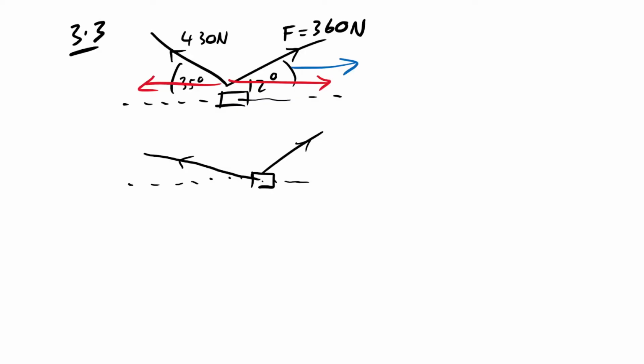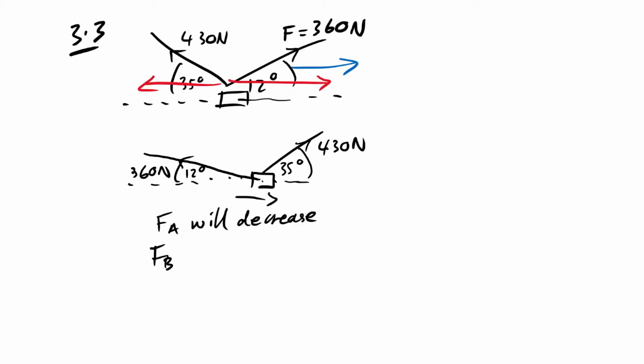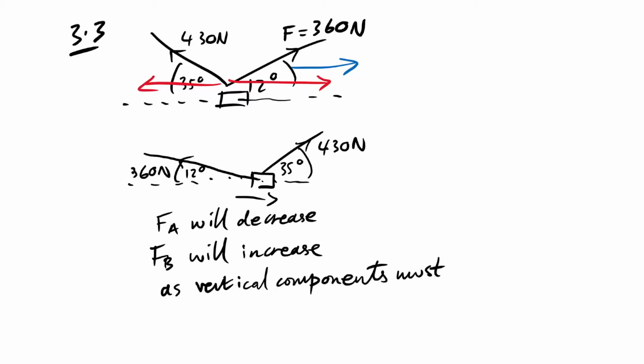So let's go for what's going to happen eventually. Eventually, we're going to reach the opposite. It's going to be 12 degrees on this side, 35 degrees on this side. So actually, the forces will swap. And so that means that if we move it to the right, force on A will decrease, tension in B, whatever, will increase. We could add the extra thing of as vertical components must add up to weight of camera.